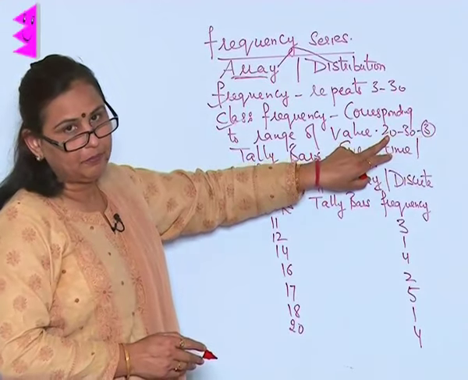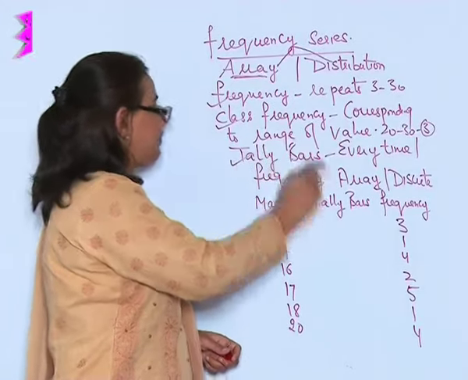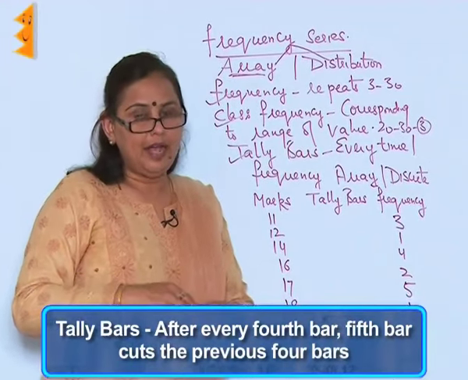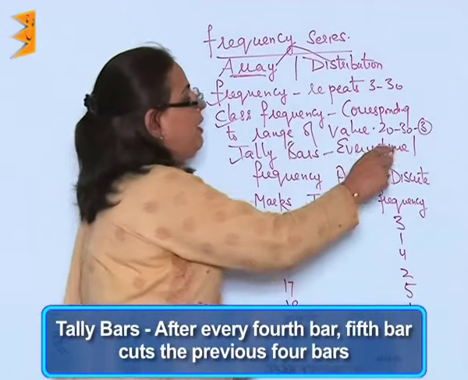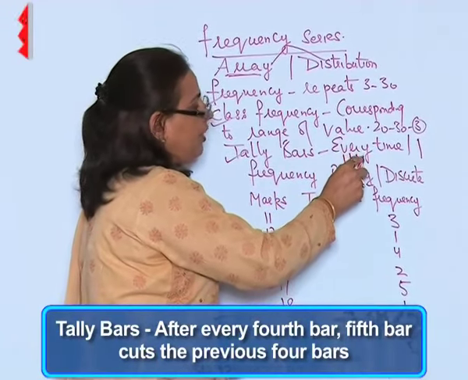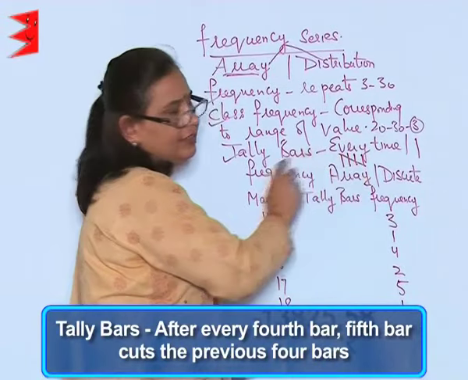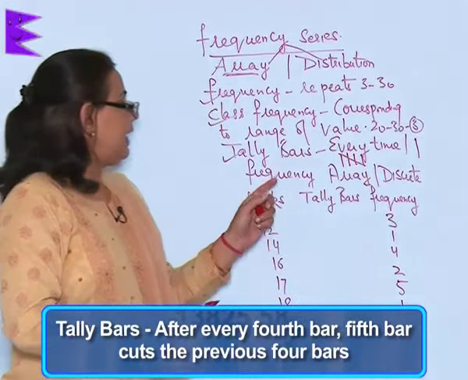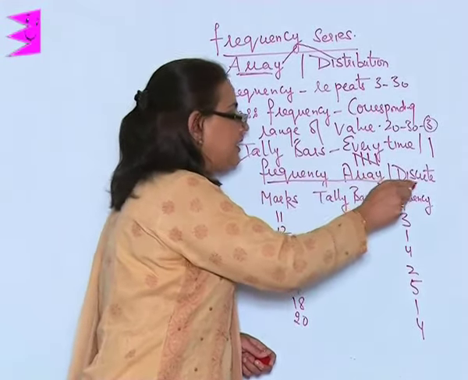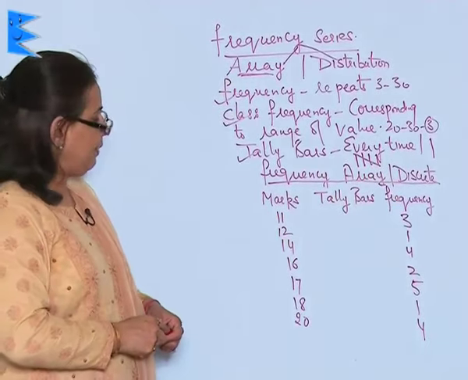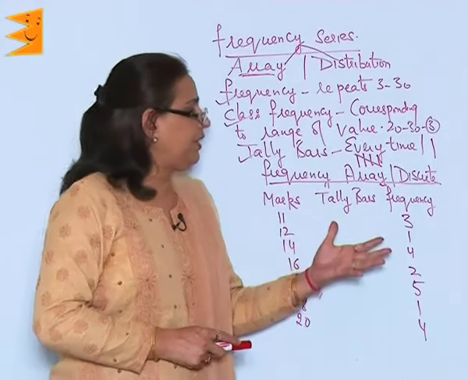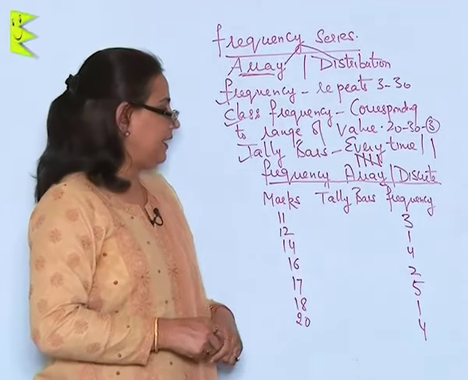Next is tally bars. Tally bar means every time a particular number repeats, you put 1 bar, like this. But after the 4th bar, 1, 2, 3, 4, the 5th bar is like this. You cut it, right? That's called the tally bars. Now, let me talk of the frequency array or the discrete series. Here I will be talking about the marks of the students, and I am putting them in the frequency array, and that is the discrete series.